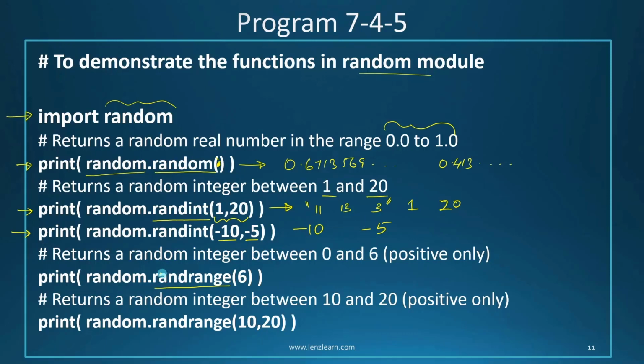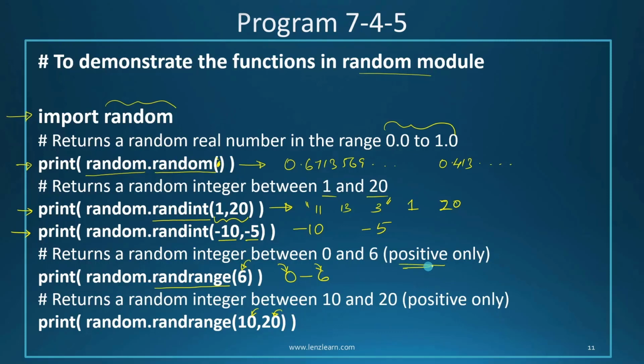Now after that we have something called randrange. Now here you can specify either one argument or you can specify two arguments. Either way it will give the result. If you give one argument, then it will assume the range between 0 and 6. So it will assume that the first value is 0 and it has to stop at 6, and it will give the random value between 0 and 6.